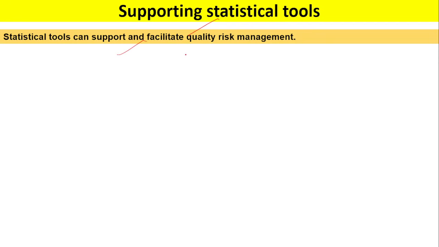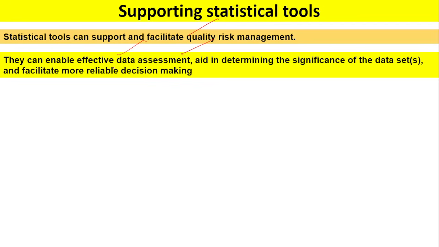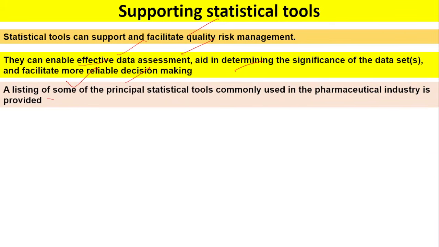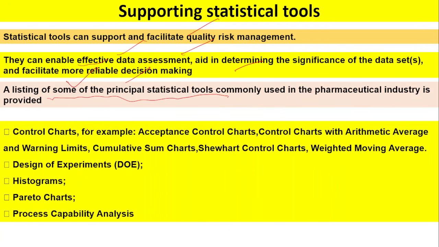Statistical tools can support and facilitate quality risk management. They can enable effective data assessment, aid in determining the significance of the data, and facilitate more reliable decision making. A listing of some of the principal statistical tools commonly used in the pharmaceutical industry are control charts, for example, acceptance control charts with arithmetic average and warning limits, cumulative sum charts, Shewhart control charts, weighted moving average, design of experiments, histograms, Pareto charts, and process capability analysis.